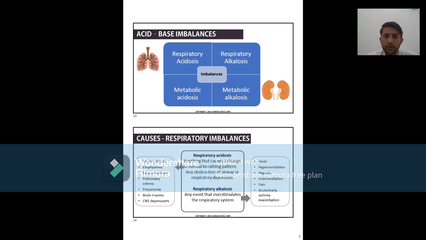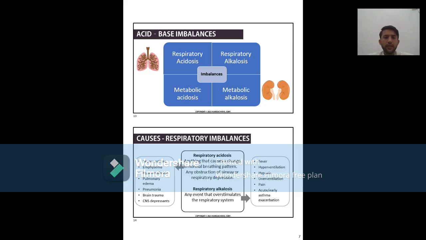If we talk about respiratory alkalosis, the first one is fever. It increases the respiratory rate, causing excessive CO2 loss. The second one is hyperventilation. Rapid deep breathing removes too much CO2 from the blood. The next one is hypoxia. Low oxygen stimulates increased breathing, leading to excess CO2 excretion.